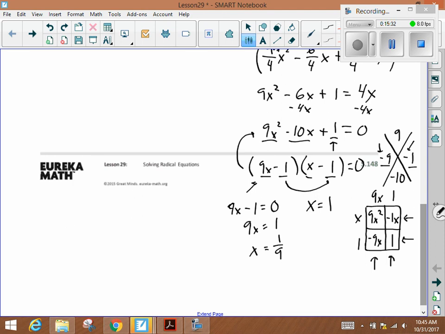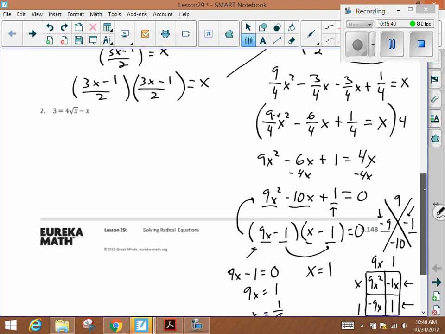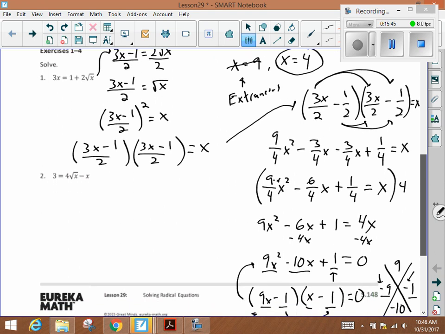So we got to go back up to the top. All right, let's go back up to the top. So if I plug in 1, 3 times 1 equal to 1 plus 2 times 1. Heck yeah, that checks, right? And then this one's weird. 3 times 1/9. Was it positive 1/9 or negative 1/9? Positive. Fantastic.